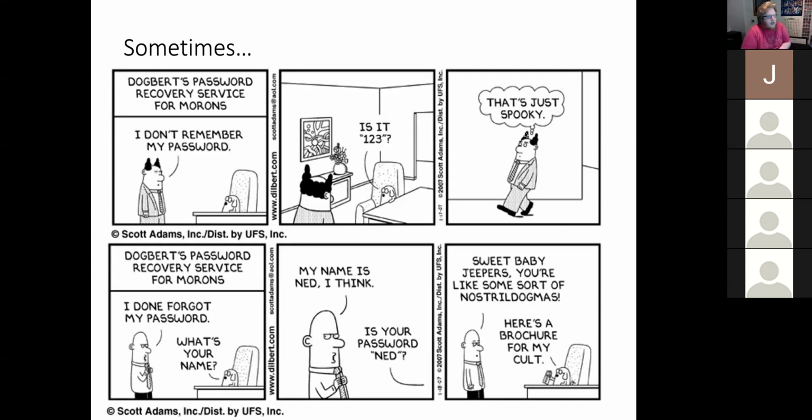All right, here we are with the Dilbert. Dogbert's password recovery service for morons. I don't remember my password. Is it 123? It's just spooky. Dogbert's password recovery service for morons. I done forgot my password. What's your name? My name is Ned, I think. Is Ned your password? Sweet baby jeepers, you're like some sort of Nostradamus. Here's a brochure from my phone.